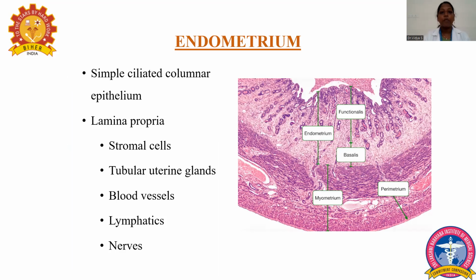Next is the endometrium layer. The endometrium layer is the innermost layer of the uterus. In the histology picture, it consists of simple ciliated columnar epithelium cells. The endometrium is divided into lamina propria. The lamina propria consists of the stroma cells, tubular uterine glands, blood vessels, lymphatics, and the nerves.